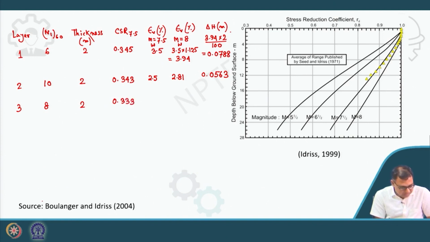For the third layer, the thickness is 2, then 0.333 is the CSR, and you can calculate the volumetric strain, it is 2.75. So that's why volumetric strain is also more. If I multiply by 1.125, I will get 3.1 percentage, and the settlement will be 0.062 meter.